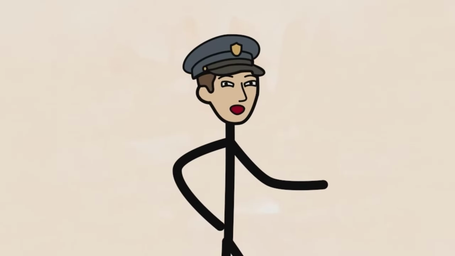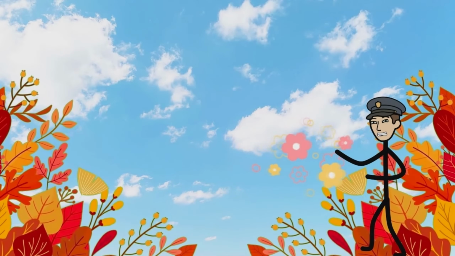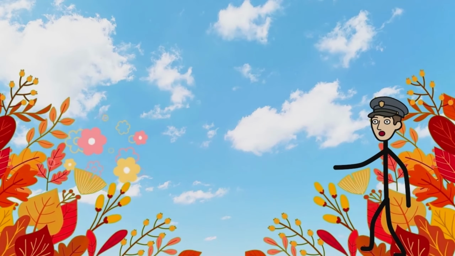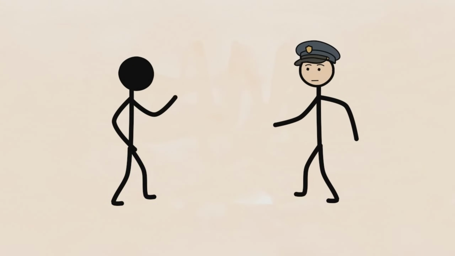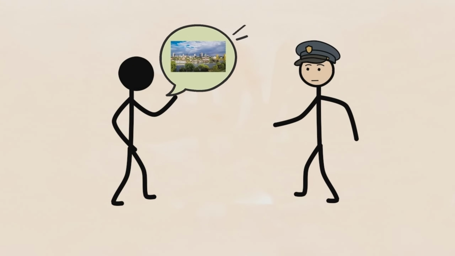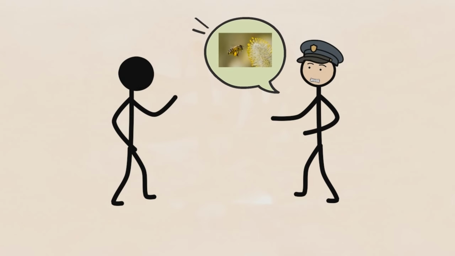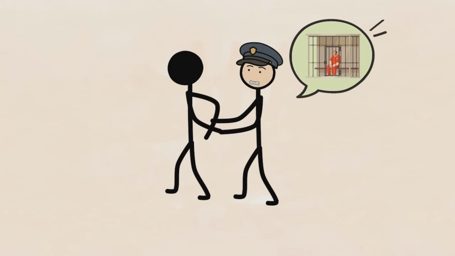Sounds harmless, but pollen is basically nature's snitch. Different plants release pollen at different times of year in different regions, with unique microscopic shapes under a microscope. So if you tell police you were in Sacramento all week, but your shoes are covered in pollen that only exists in a specific valley 3 hours away, congratulations, a flower just testified against you in court.